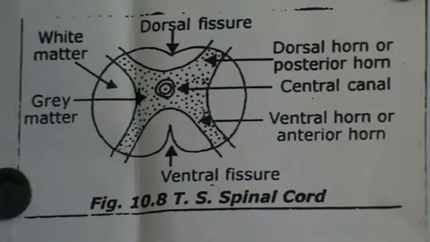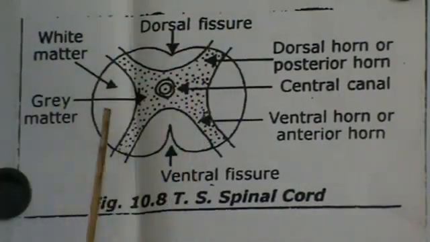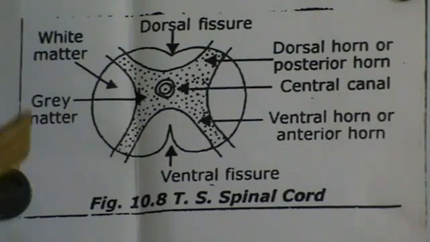The H-shaped grey matter has 2 dorsal or posterior horns and 2 ventral or anterior horns. These are 2 dorsal horns and these are 2 ventral horns. Okay. The central canal passes through the center of the grey matter. There's your central canal, right?